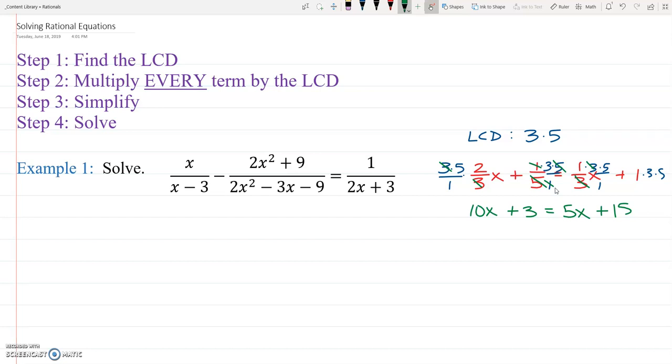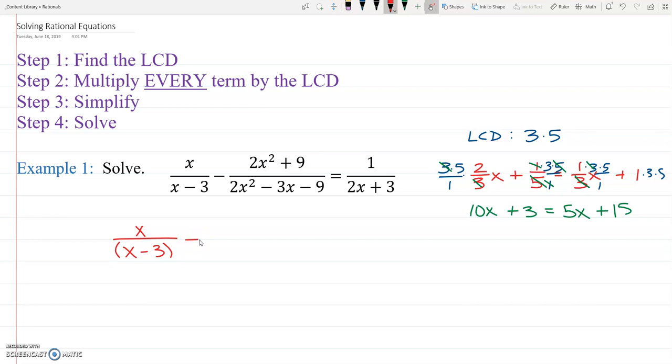It says up top here that step 1 is find the LCD. There's actually a step before that, it's just kind of understood. In the rationals unit, the first thing that we always do is factor. I'm going to factor everything that I can. So this first term, x can't factor, and on the bottom, x minus 3 is just a binomial. There's nothing I can do to factor it. I'm going to write my binomials in parentheses, though, because we're more used to looking at them like that. Okay, minus.